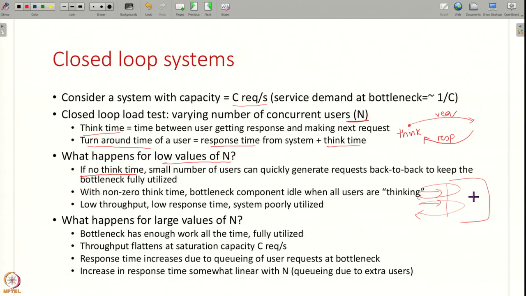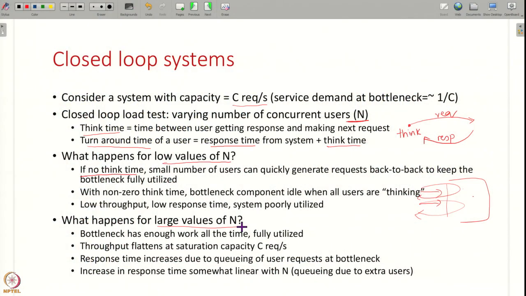So it can so happen that if the number of users is very low, all these users have gotten a response and are thinking, have not yet turned around to the system again, then your system will be underutilized, your throughput will be low. Therefore, when you are running a load test with a lot of think time between requests, you need to have a good enough value of n. You cannot use a very low value of n.